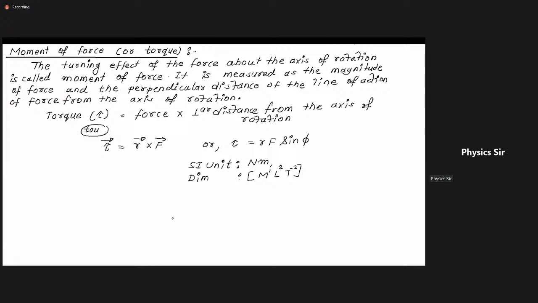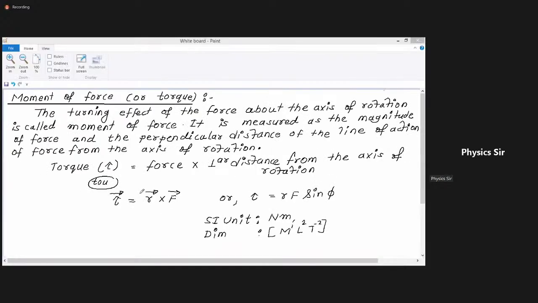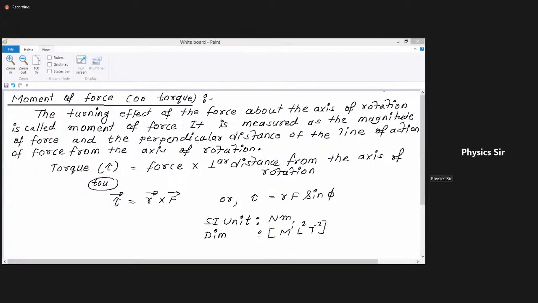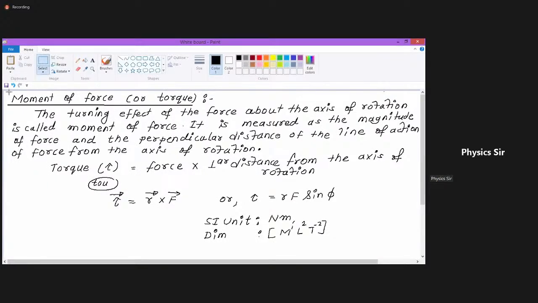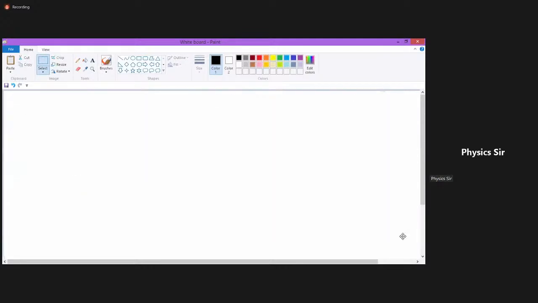Okay. This was when we apply a single force on a body, and that force is producing a turning effect, a rotational motion. Just think of the steering of a car, opening the cap of a bottle, or opening a tap. What happens at that time?